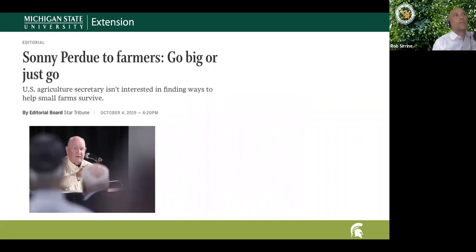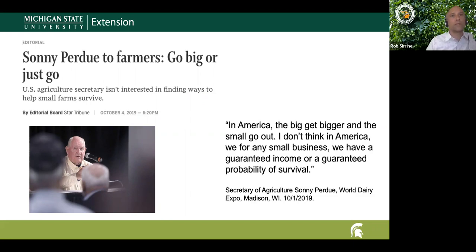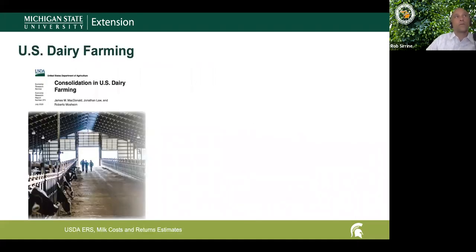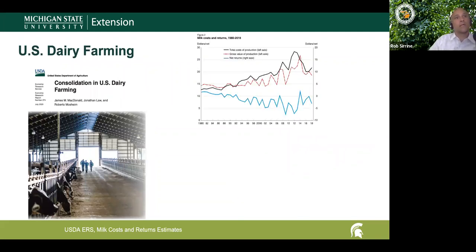So this is from 2019, kind of right in the middle of the issue with dairies, and there was a meeting. Secretary of Agriculture Perdue said, "In America, the big get bigger and the small go out. I don't think in America, for any small business, we have a guaranteed income or a guaranteed probability of survival." So while vertical integration and consolidation has led to some efficiencies, it has also caused major changes to rural economies. And there's a lot of different reasons why this is happening, and we don't really have time to get into that right now. But if you do have questions on this, talk to Trey. He's the economist.